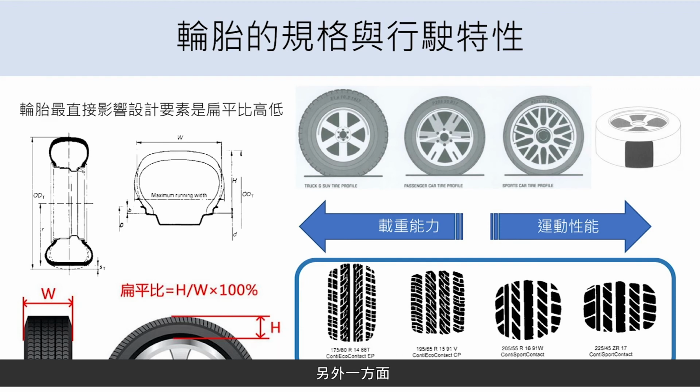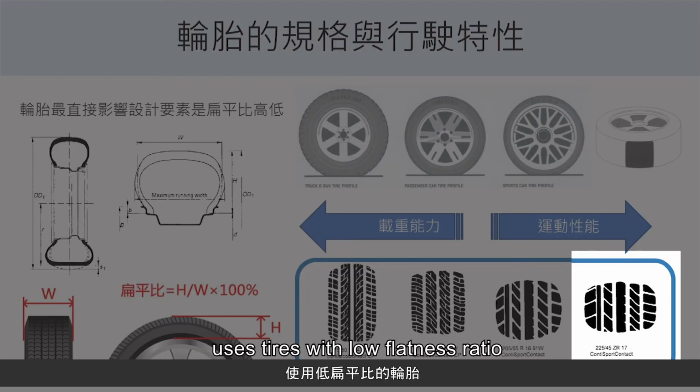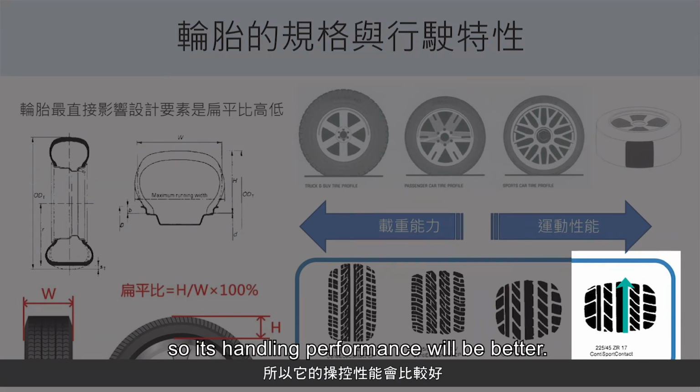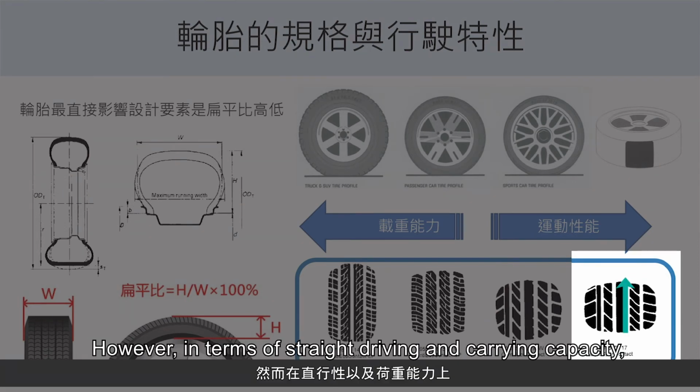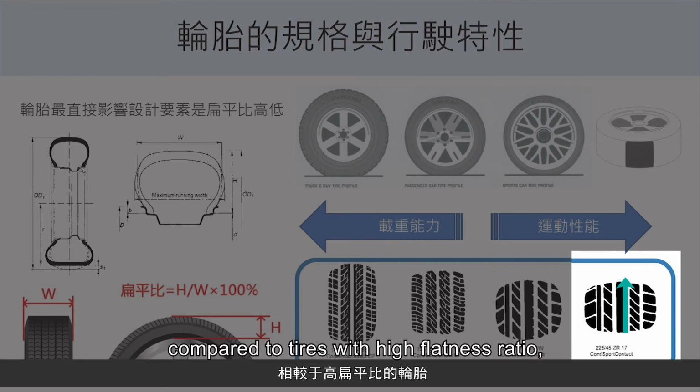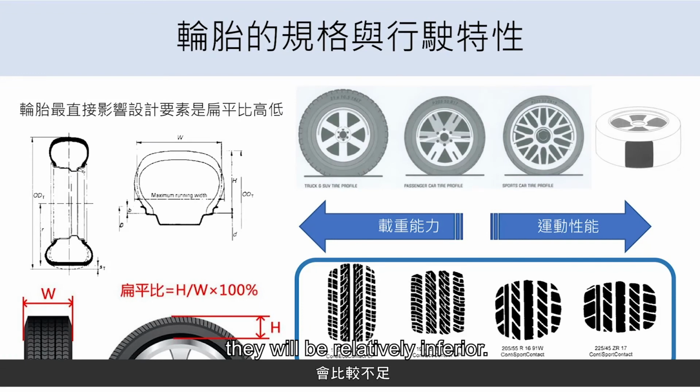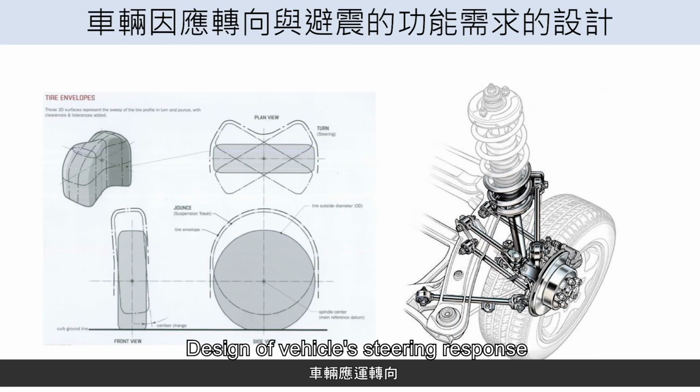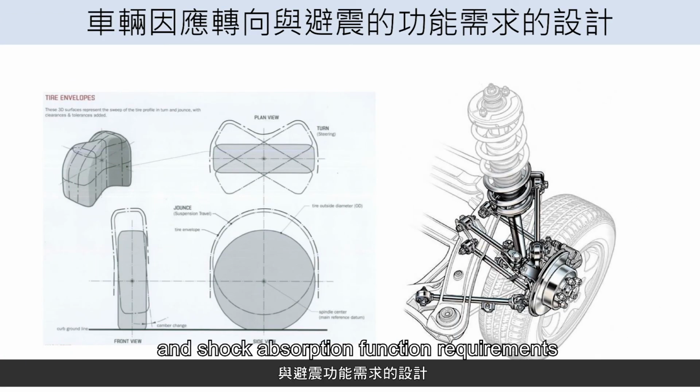On the other hand, track-type racing cars use tires with low flatness ratio, and the contact area with the ground has a widened cross-section. When such a cross-section turns, there will still be plenty of area contacting the ground under the traction of the centrifugal force, so its handling performance will be better. However, in terms of straight driving and carrying capacity, compared to tires with high flatness ratio, they will be relatively inferior.